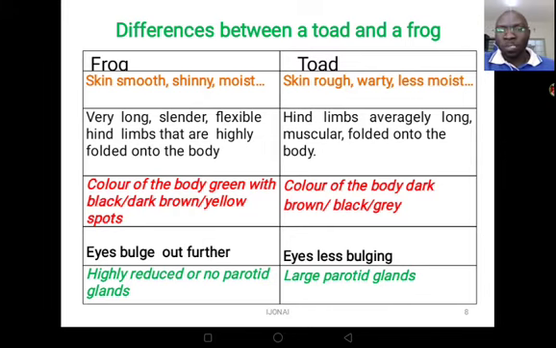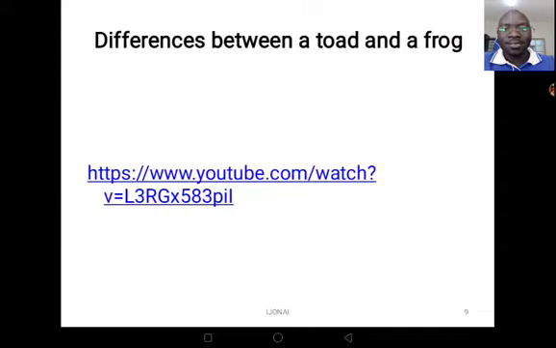And then when you look at the surface of the body of the frog, you realize it is smoother because it does not have glands, or if it has, they are highly vestigial or highly reduced. Whereas for the toad, the body surface is very rough because of the possession of the parotid glands that are used to secrete the toxin, the toxin that is used to scare away the predators.